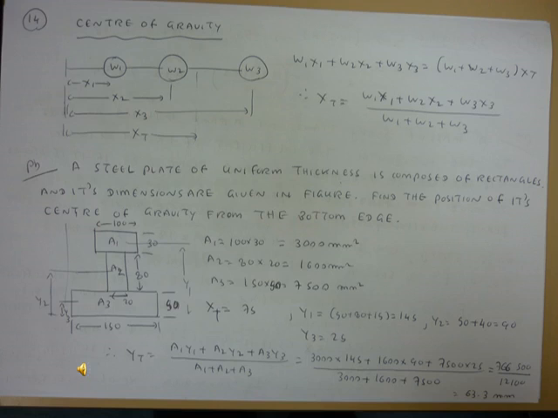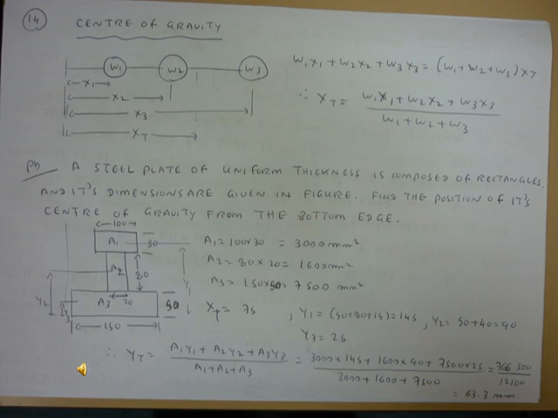H1 is the same, H2 is the same, because all are symmetrical. So half of the 150 is 75. So this is the HT at 75. Now Y will be different. In this case, Y1 is the center of A1. Half of A1's height, 30, is 15, plus 80 plus 50, so you get 145. So this is Y1.